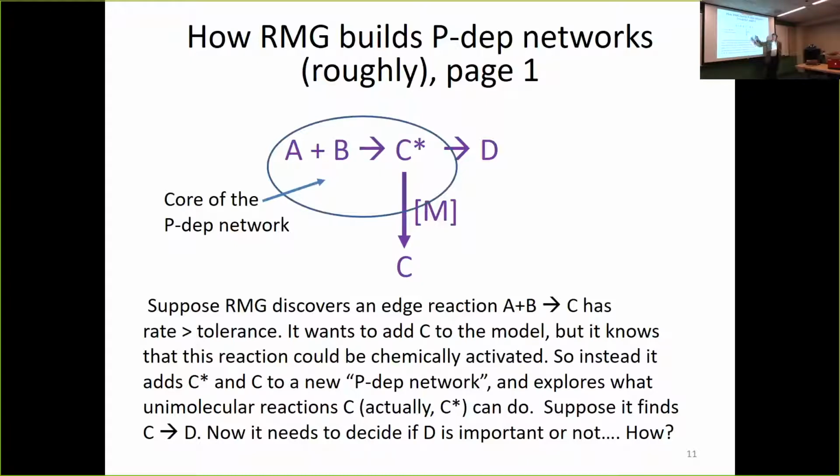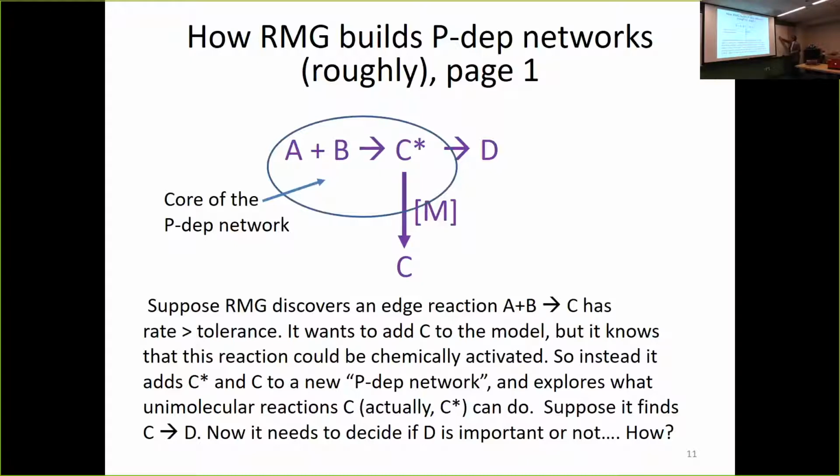So at this moment, RMG has started a miniature core and edge network just about this one reaction, similar to the huge network we have for the whole model. Now it's formed a little one on the edge. I meant to draw a slide picture of this. All right, draw it here.